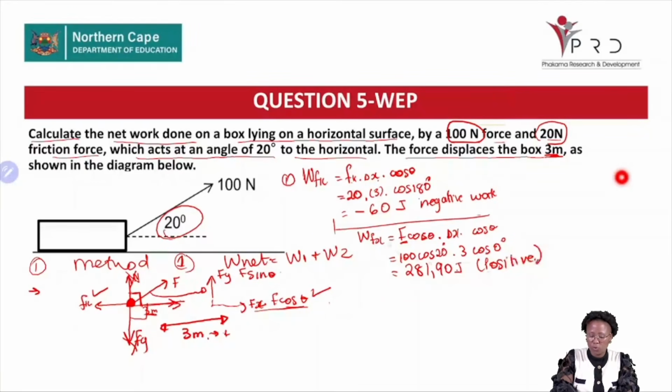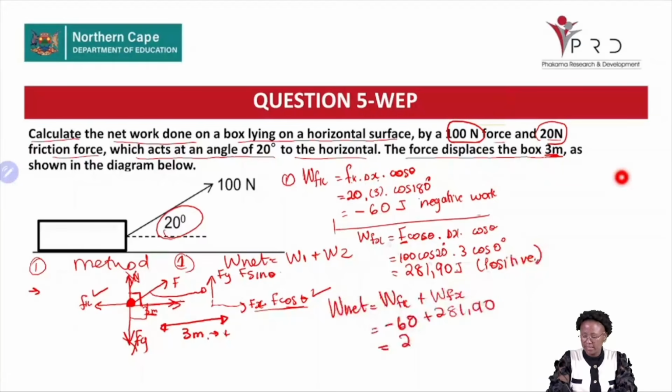From here, I then go to work net equals work done by Fk plus work done by Fx, which is negative 60 plus 281.90. If I calculate it correctly, I get 221.9 joules. That is how much I get as the net work done. This is method 1. All right, so quickly we are going to go to method 2.